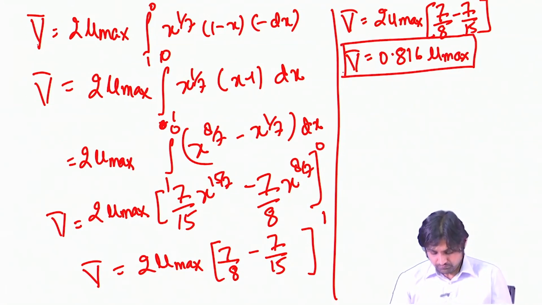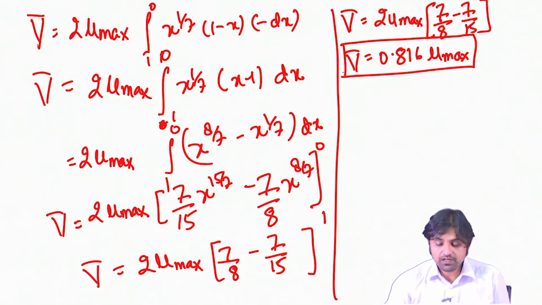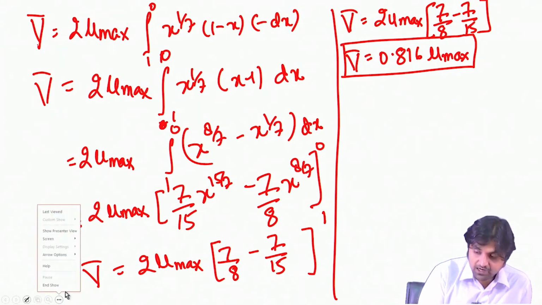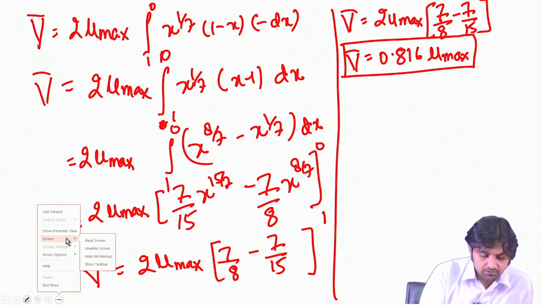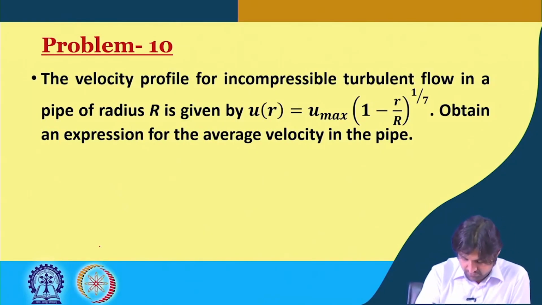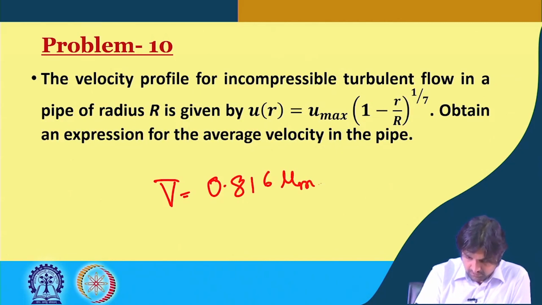So, this is actually a general way to calculate the average velocity. It does not matter what the profile is, this is how you are going to proceed. So, the expression, I will write it down here as well, is 0.816 u max.